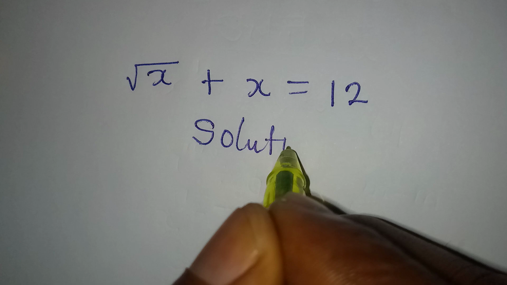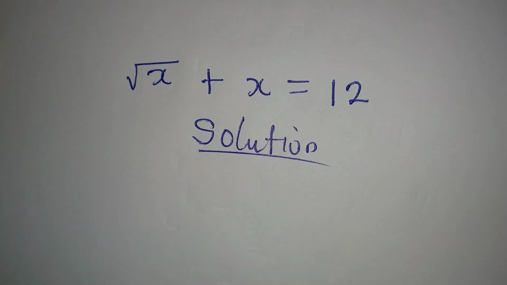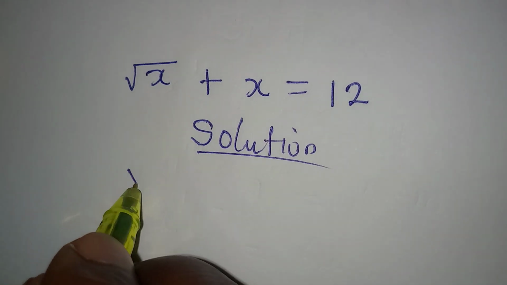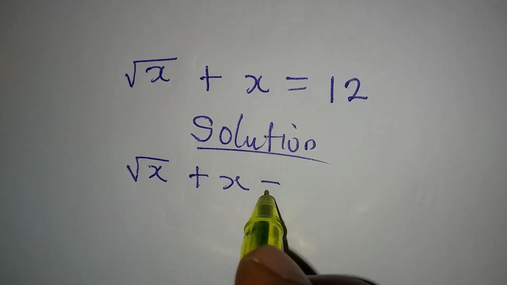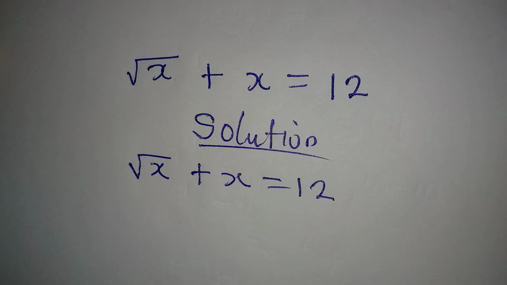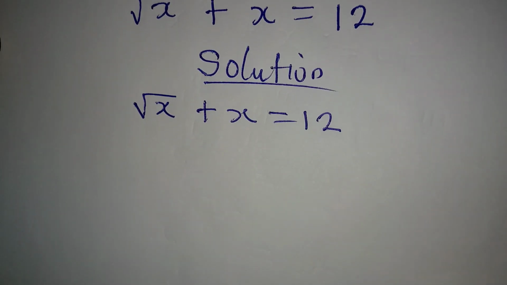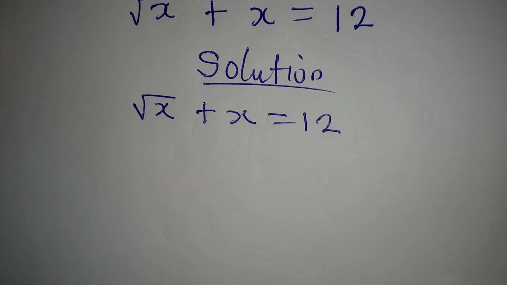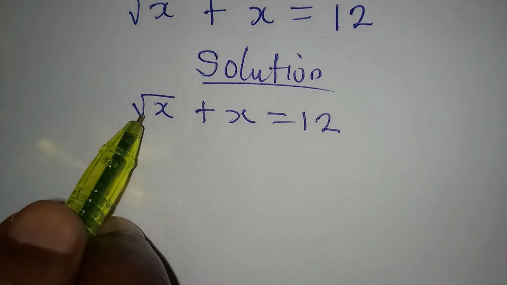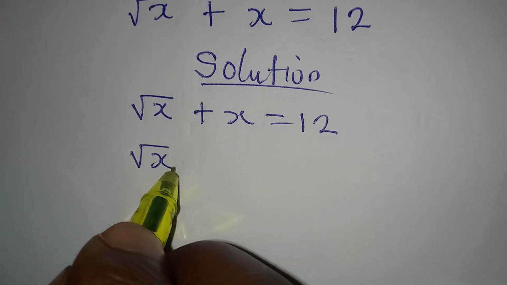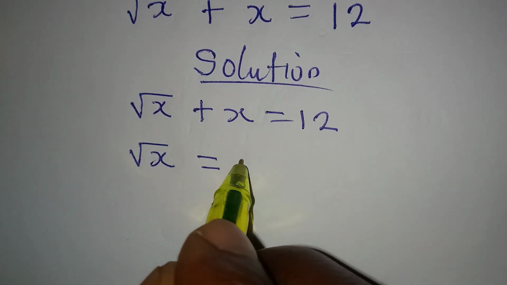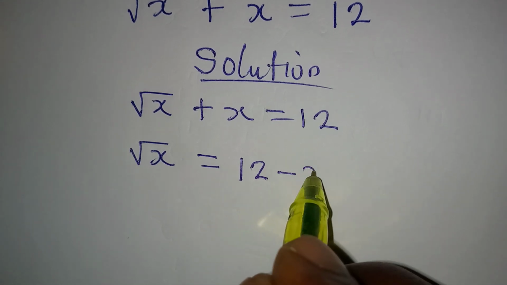Let's provide the solution to this problem. We have square root of x plus x equal to 12. Now, pay attention to this. The first thing you're going to do is to make root x the subject, right? So we have square root of x being equal to 12 minus x.